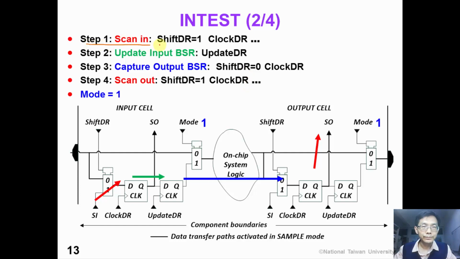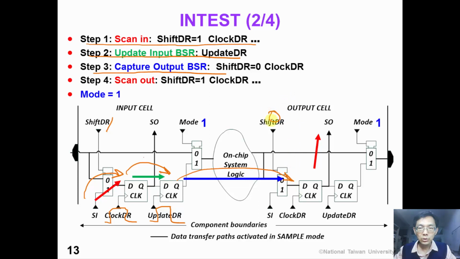So in step 1, shift DR is controlled to 1. When we pulse the clock DR, we can load the boundary scan chain. In step 2, when we pulse the update DR clock, we can transfer the test pattern to the output flip-flop. In step 3, the test pattern is applied to the system logic, and the output is now available at the output.